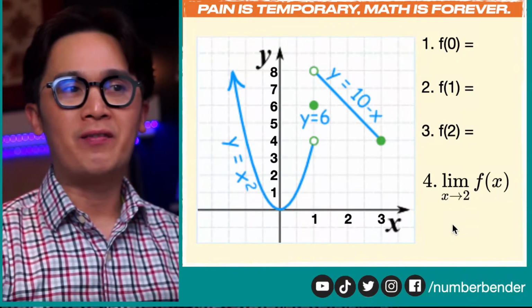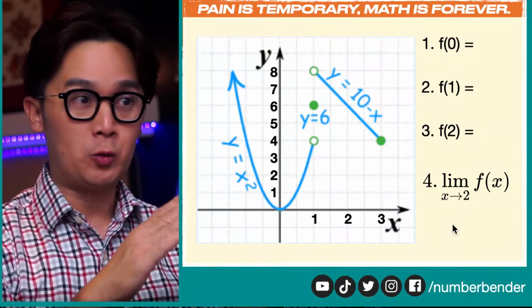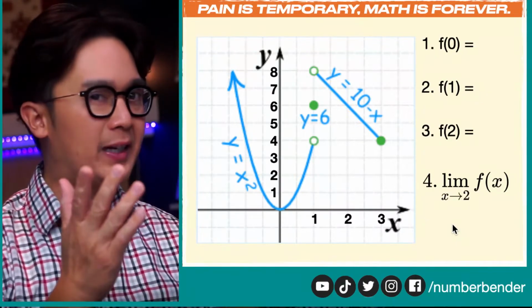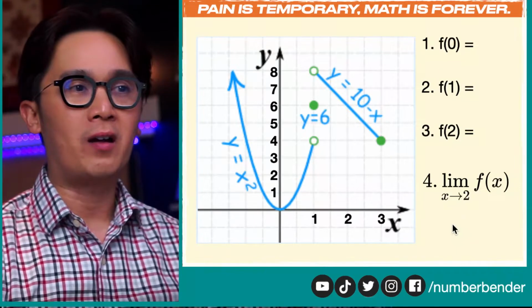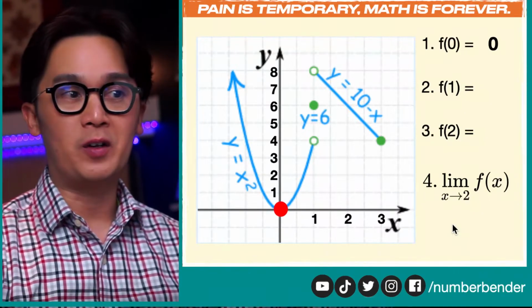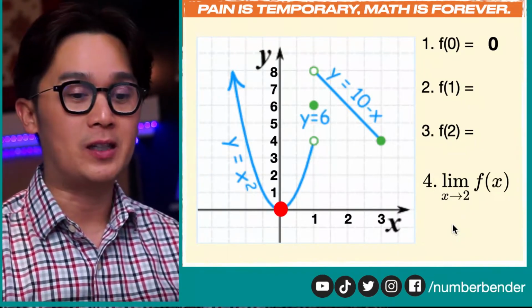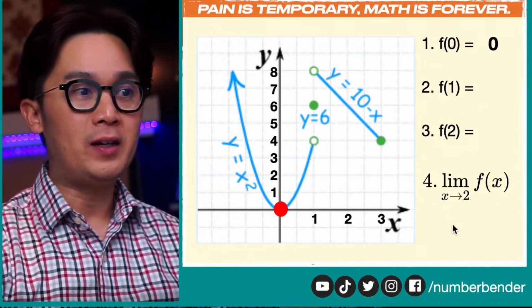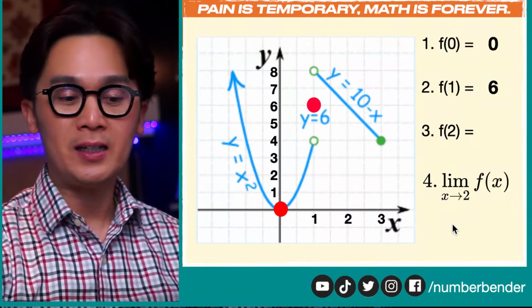So let's find the value of f of 0, f of 1, and f of 2 by just looking at the graph, which is really easy because we know where f of 0 is right here. So that means f of 0 is equal to 0. And f of 1, which is here, is equal to 6.